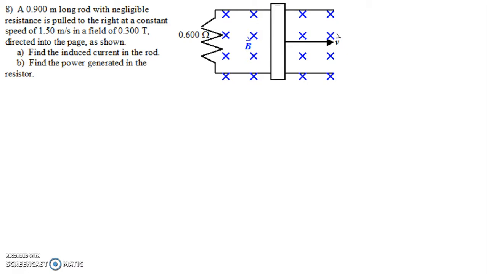Okay, so find the induced current in the rod. Should be real simple here. We're going to start with Ohm's law, which we can write as delta V equals IR, but I'm going to write it as EMF equals IR because we're using EMF in our previous equation. How do we find EMF?